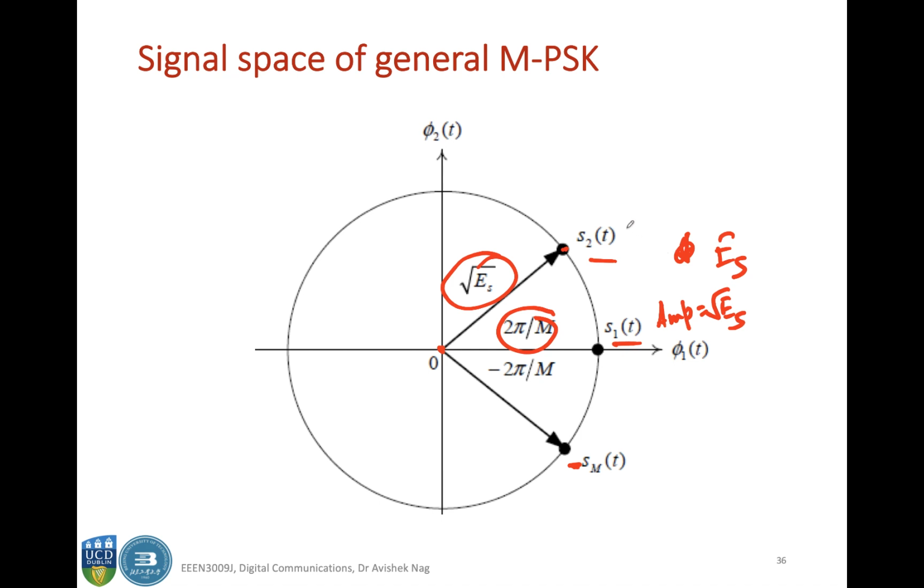As I said in a previous lecture also, the distance from the origin of the signal space to the signal is actually the amplitude of that signal, and the angle that it makes with the positive direction of the phi 1 axis is the phase of that signal. So that notion is also applicable here.